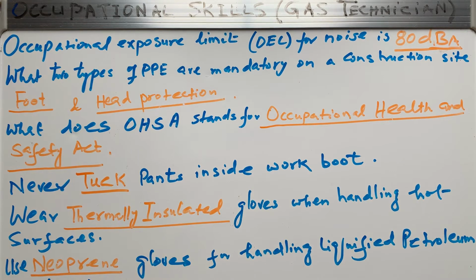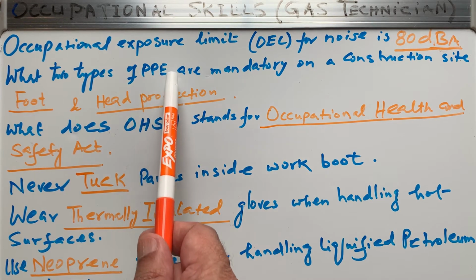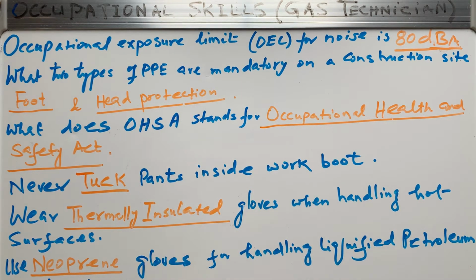Then the next blank is: what two types of personal protective equipment are mandatory on the construction site? So we have foot and head protection. In foot protection, there are safety boots, right? These safety boots are very important in all workers' lives, right? Whether they are a gas technician or air conditioning technician or welding technician or electrical technician, right? So safety boots are very important for everybody, not only for technicians. Everybody who is at a working site has to wear safety boots.